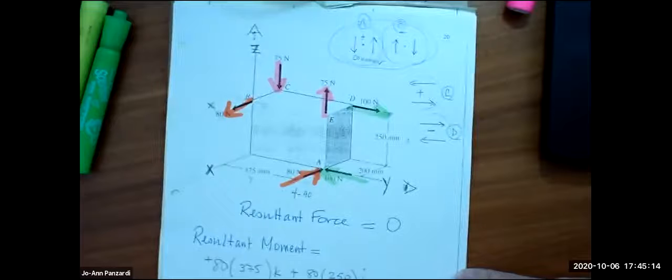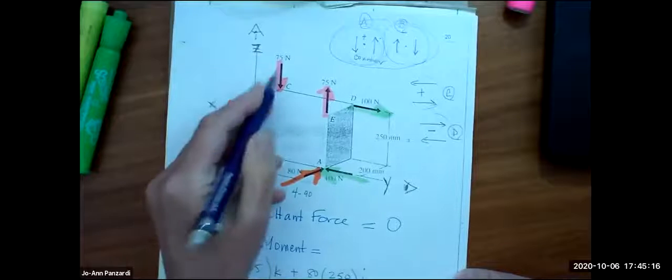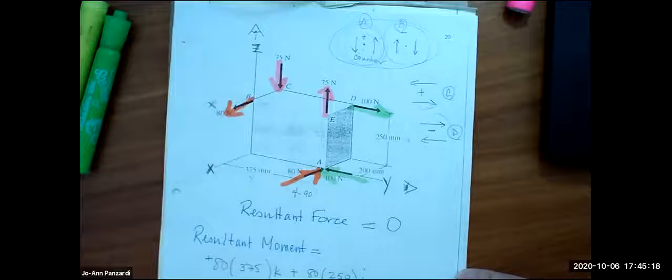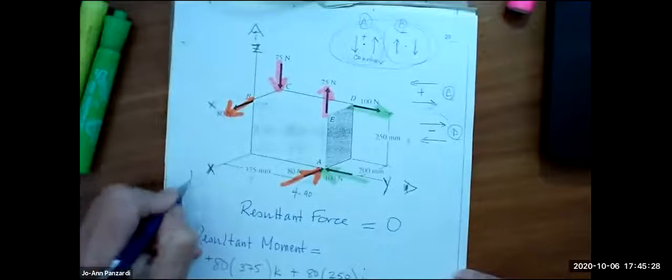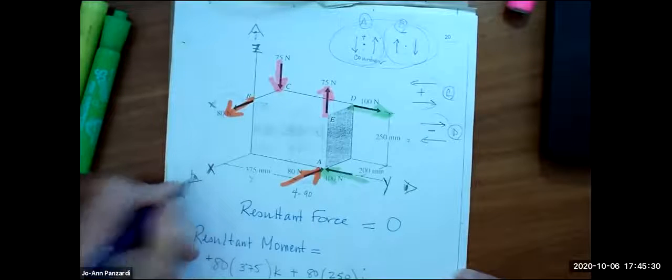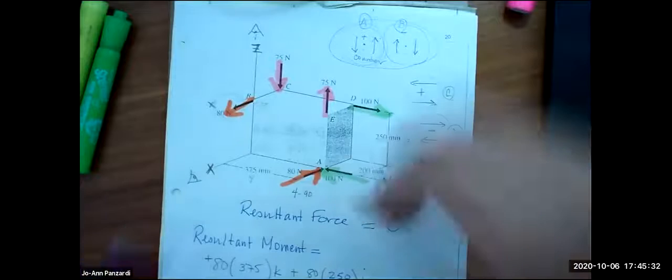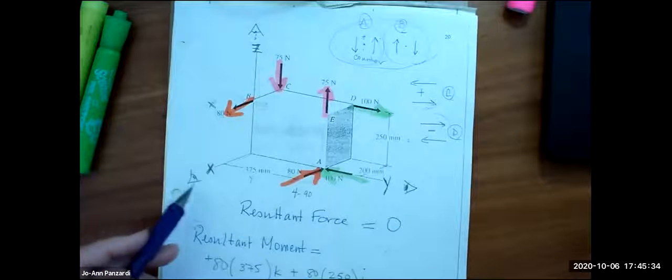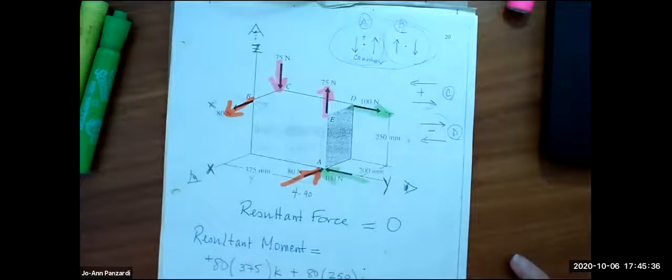One perpendicular distance would be 375 millimeters. Right, 375. The 75 is in the Z. The perpendicular distance is in the Y. So that means the moment is about X. If you view it going this way, it's creating a counterclockwise spin around i, and it's positive if it's counterclockwise.